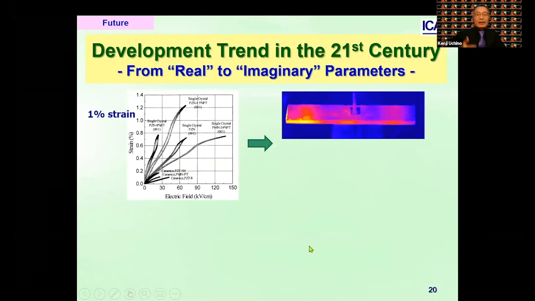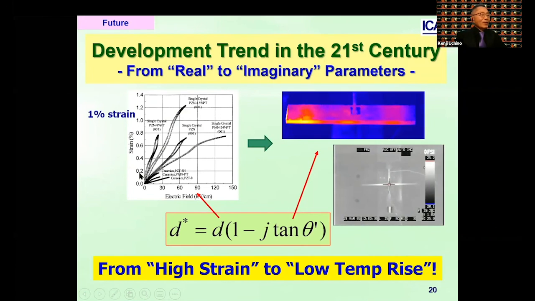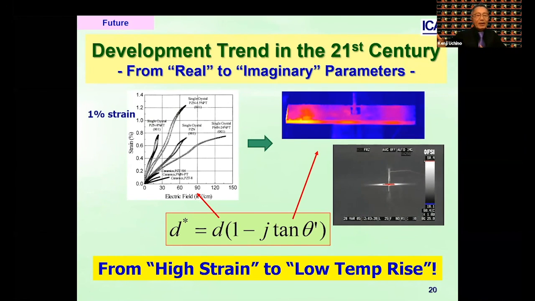In the 1980s and 90s, we worked a lot on the real part. High strain materials seemed important, so we worked a lot on these materials. Actually, we can develop 1% strain levels in ceramic, but unfortunately self-cracking happens at 1%. Therefore, taking mass production into account, we cannot really apply much higher than 0.2% strain. So we don't need to develop such high strain materials anymore.